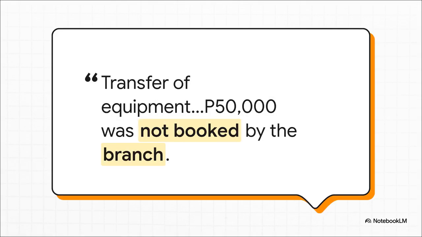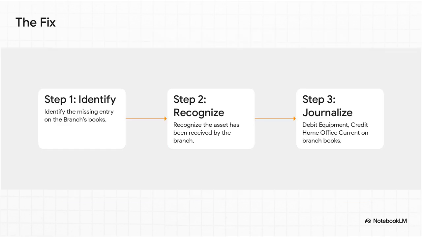And here's a textbook example. The home office ships out 50,000 pesos worth of equipment. On their end, they've correctly updated their books. But on the branch's side, crickets. Nothing. They haven't made the journal entry yet, and that's what creates our discrepancy. So how do we fix it?